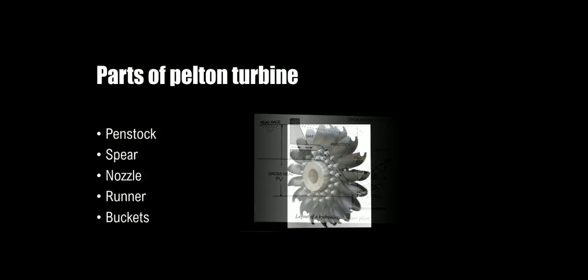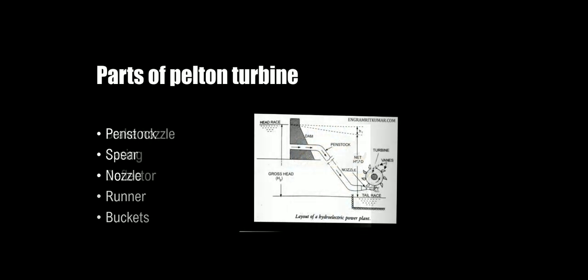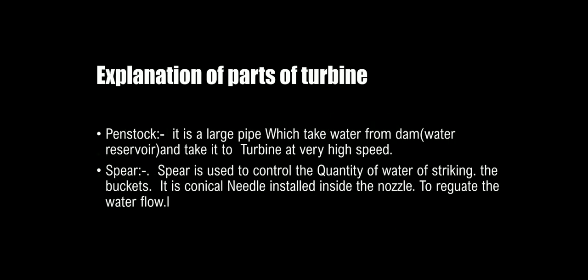See, here you can see the picture of a runner, and so many buckets are joined together one by one and attached to the runner. You can see the picture of the Pelton turbine. Okay, now let us discuss each part of the Pelton turbine. First one is the penstock.